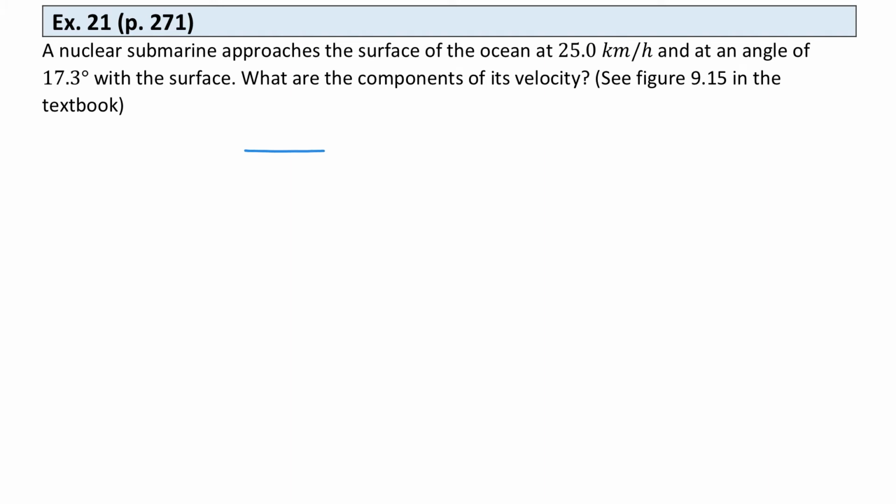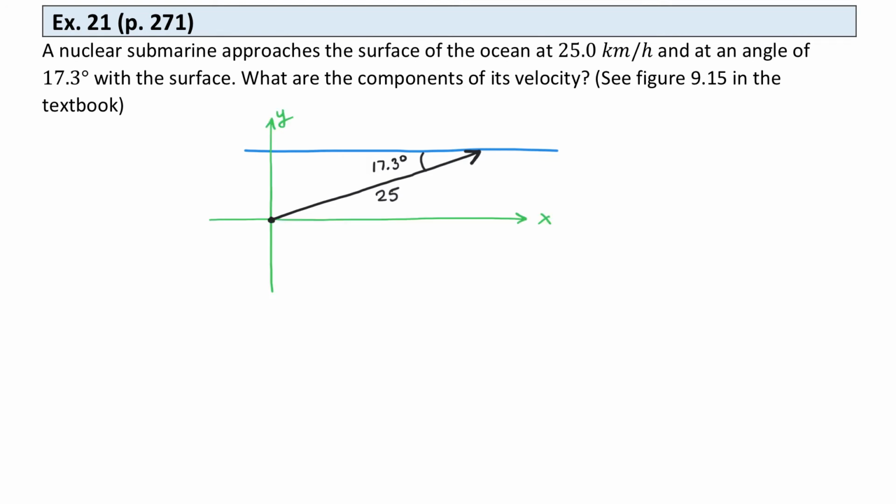So here we have the surface of the ocean, and this is the vector that represents the velocity of the submarine. The magnitude of this vector is 25 kilometers per hour, and the angle that it forms with the surface of the ocean is 17.3 degrees. We will find the horizontal and the vertical components of this vector. This is the initial point of this vector, and we will place it at the origin of the rectangular coordinate system. Now, if this angle has the measure of 17.3 degrees, then this angle will also have the measure of 17.3 degrees. And this is because these two angles are called alternate interior angles.